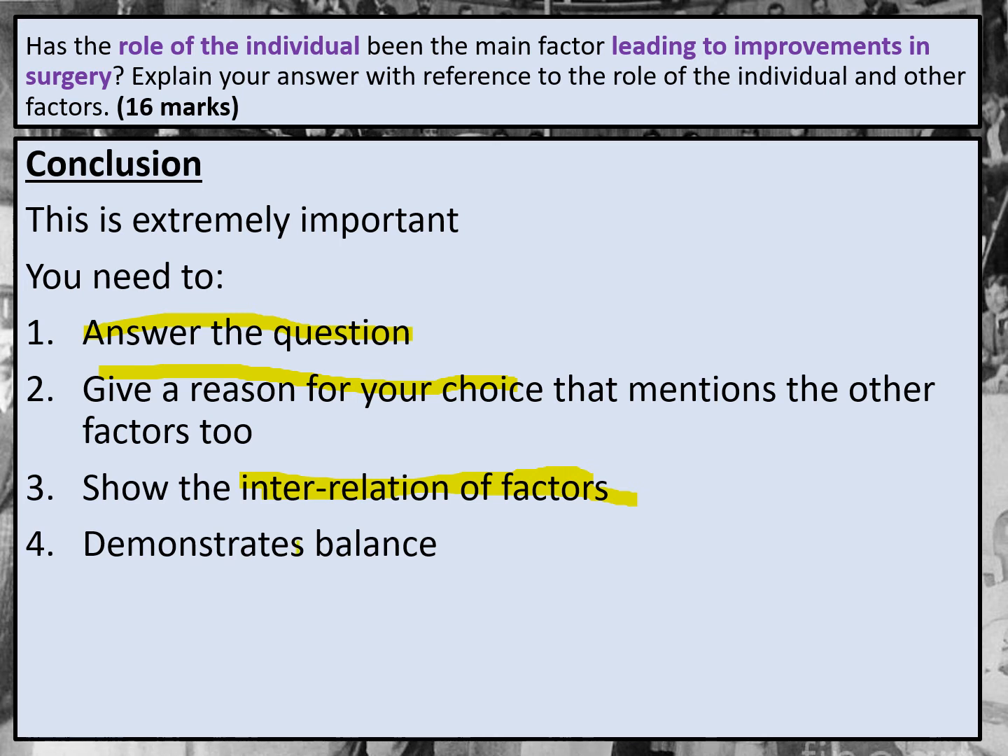And of course, you have to show balance. So make sure, and that's talking about all of those factors within your conclusion. Don't just mention, yes, I think it was the role of the individual because individual was most important, they did the most, full stop. You have to mention all of them. You're going to come down on one side, you're going to pick one of the factors, but you need to mention all of them in your conclusion.